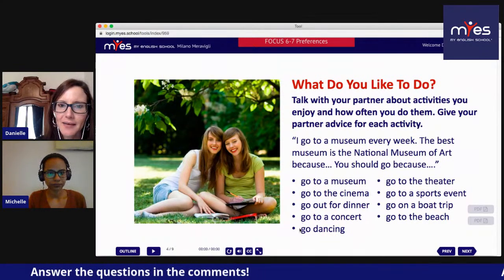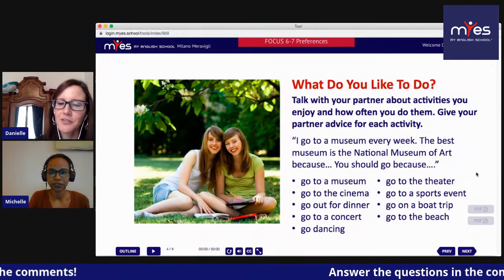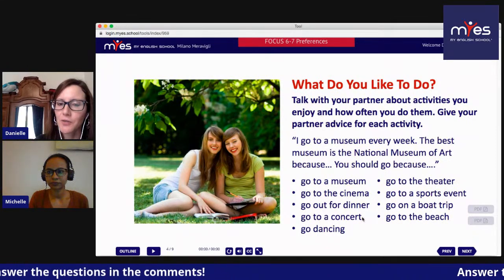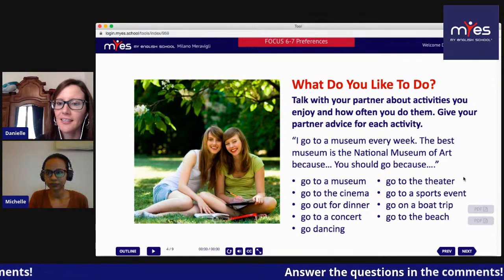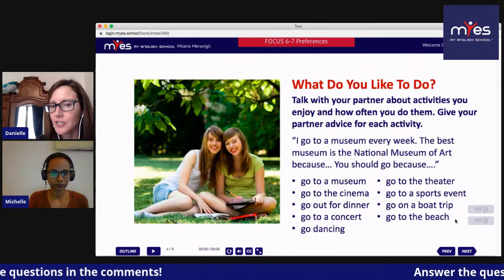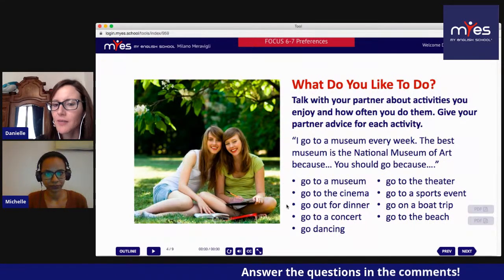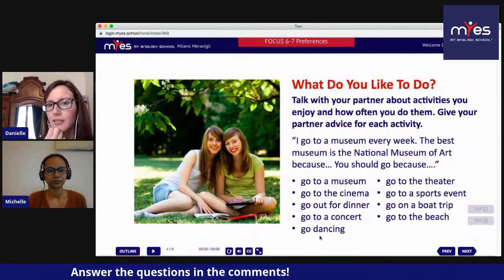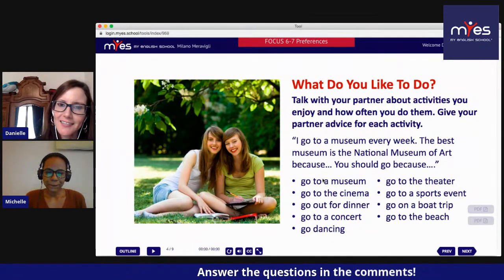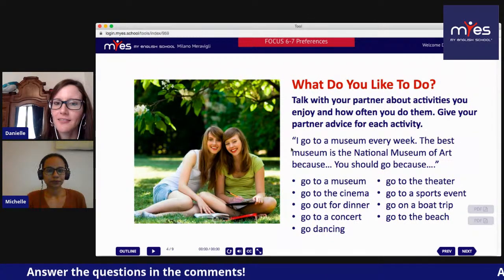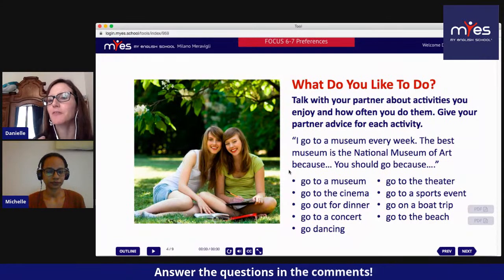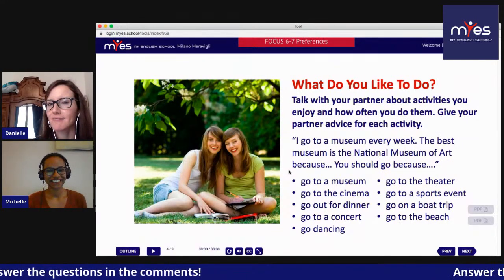So here we have some examples of different activities. Go to the museum, the cinema, go out for dinner, go to a concert, go dancing, go to the theatre, a sports event, on a boat trip, or to the beach. These are some examples of activities, but you can use other examples, right? Use some things from your real life. And tell us, like this example, what you do, how often you do it, and give us some advice about it. Okay?